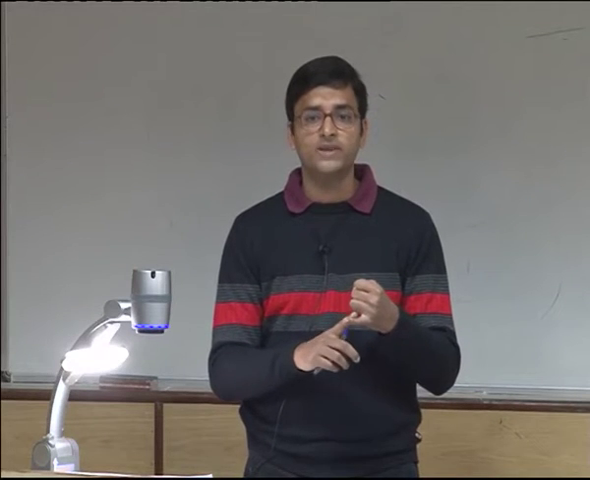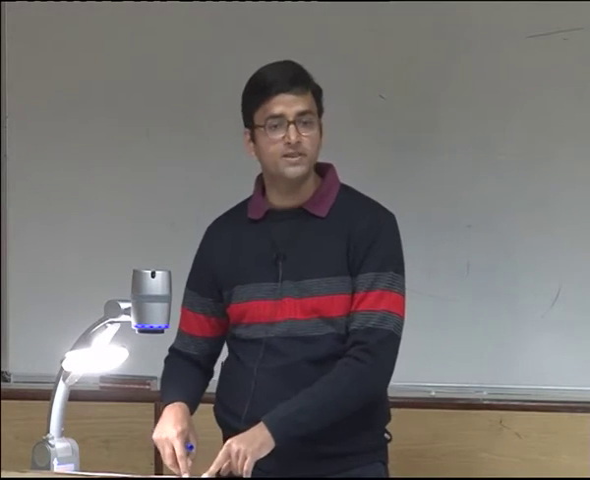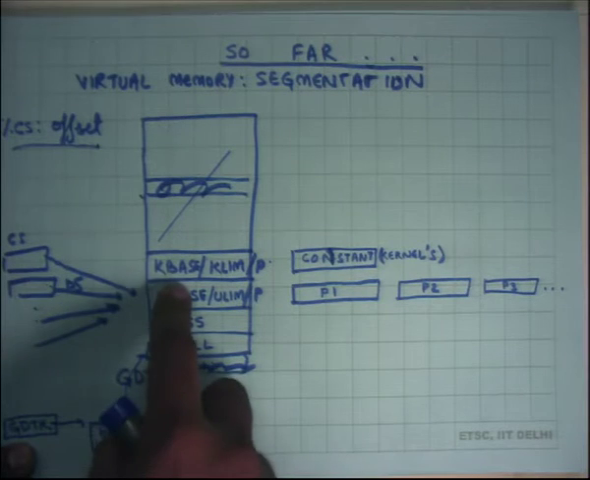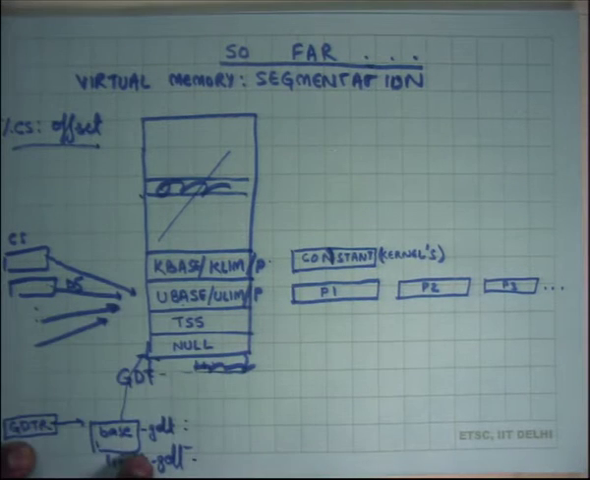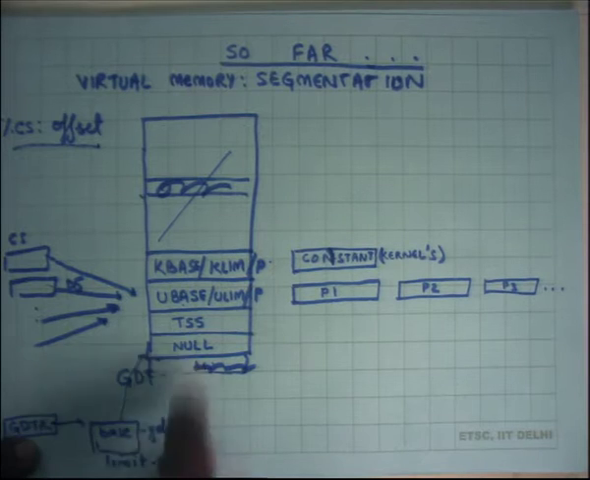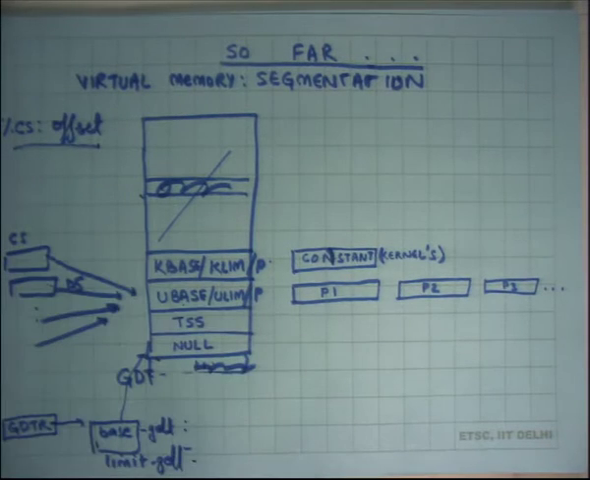So one memory access had how many more memory accesses? 2 extra memory accesses, right? One for dereferencing the base for the GDT, and one for the base of the descriptor, right? So that sounds very wasteful, right?